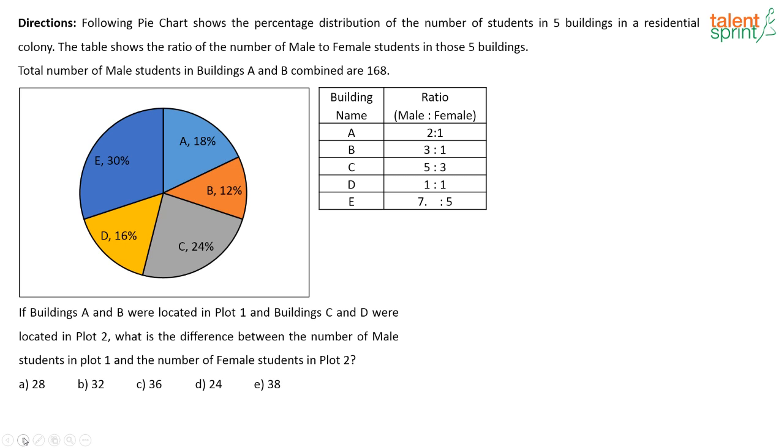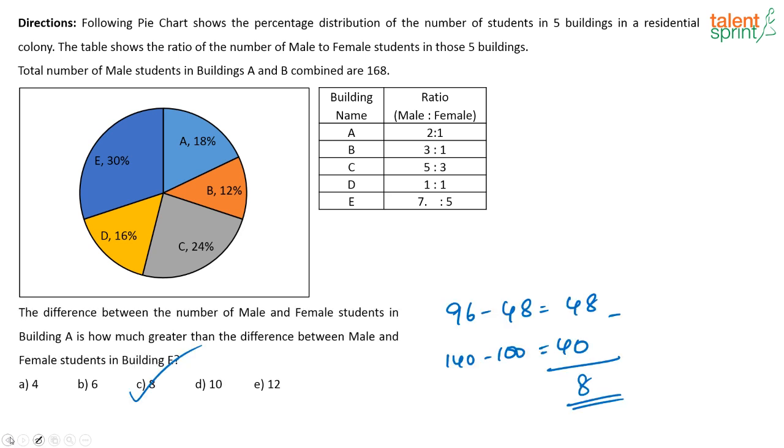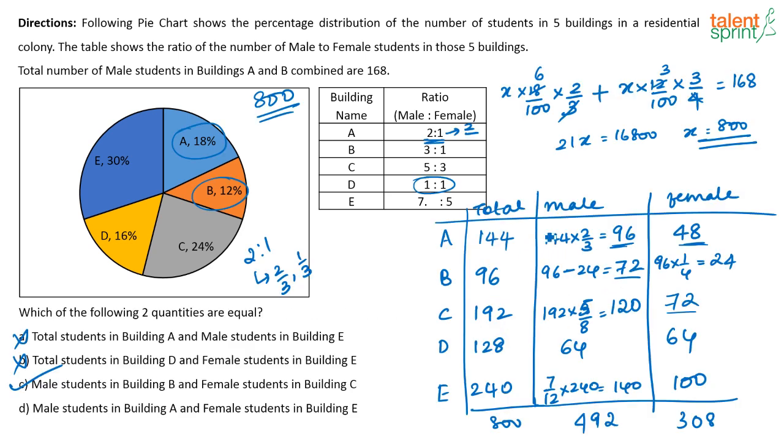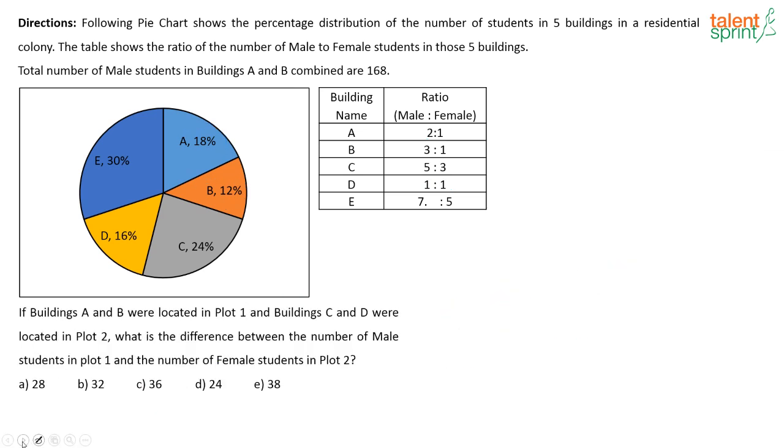What's the answer for this? Buildings A and B are located in plot 1, C and D are located in plot 2. What is the difference between male students in plot 1 and female students in plot 2? Okay, so male students in A and B. Which are the male members in A and B? I have 96 and 72. And female students in C and D, I have 72 and 64. So basically I have to subtract this sum from this sum. So the 72 and 72 will automatically get cancelled. I just have to do 96 minus 64, which is nothing but 32. So my answer for that question will be 32.